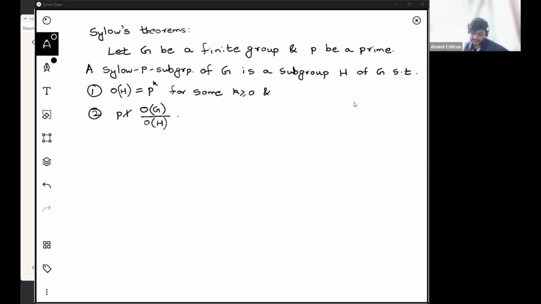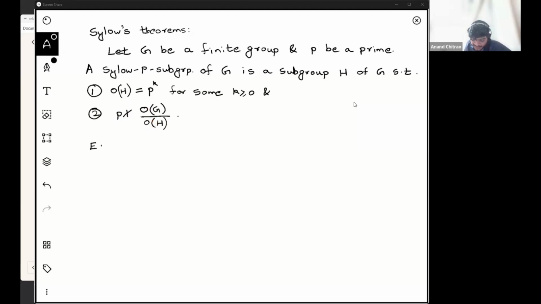Is the definition clear? Start with a finite group and a prime. A Sylow P subgroup of that finite group is a subgroup H satisfying these two conditions. The subgroup has to be a P group, which means its order has to be a power of P, and that subgroup should be the largest one. So P shouldn't divide the order of G divided by the order of H. Okay?